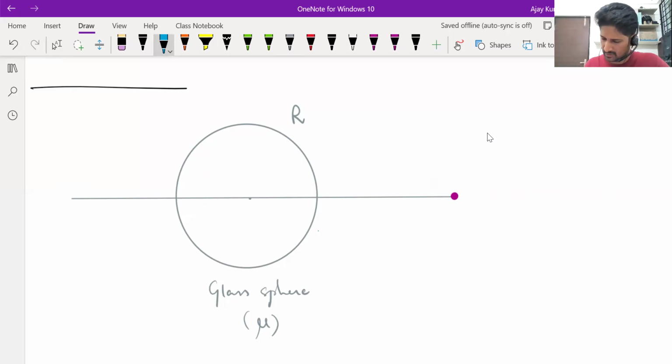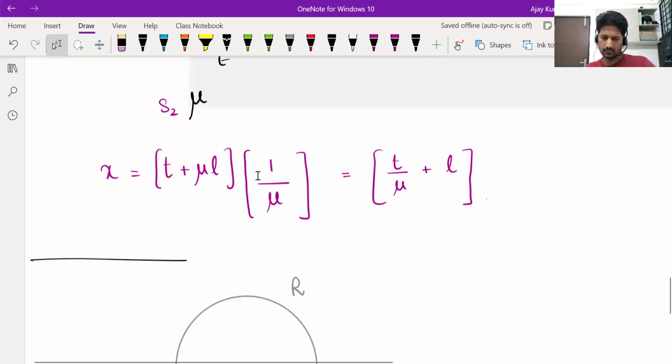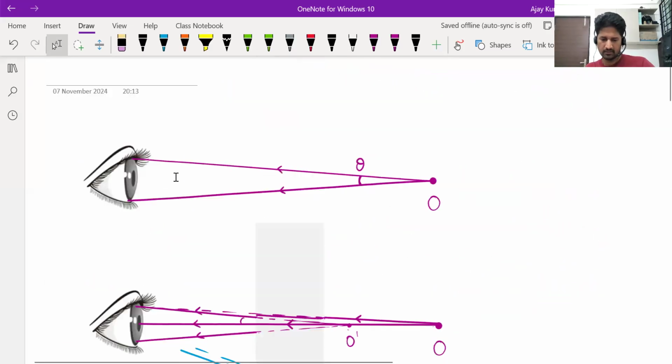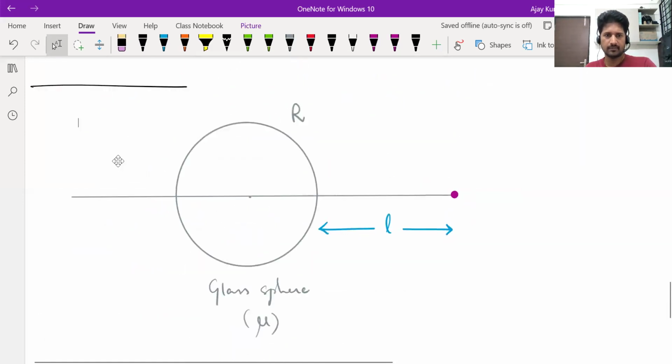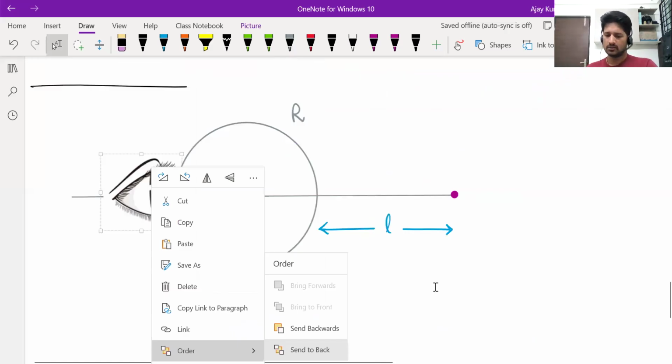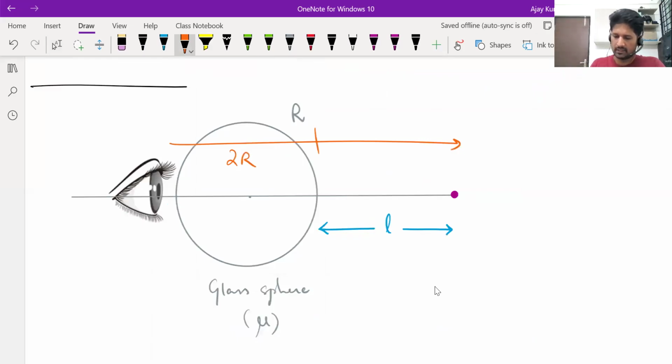Radius you know, and consider this original distance as L. Suppose the observer's eye is very close to the glass sphere. Very close to the glass sphere on which side? On the left side. Somewhat like this. So the original distance from the observer's eye to the object is 2 times the radius, plus L.